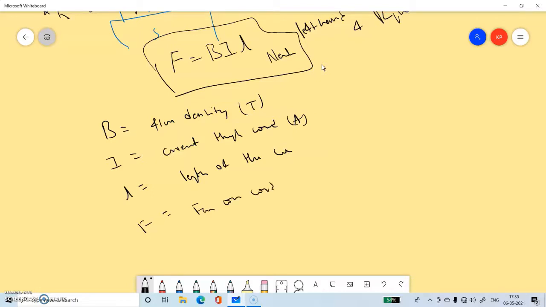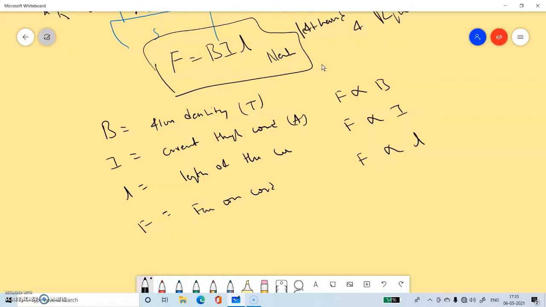So by this we can simply say that the force on the conductor is directly proportional to the flux density, directly proportional to the current, and directly proportional to the length of the conductor, right?